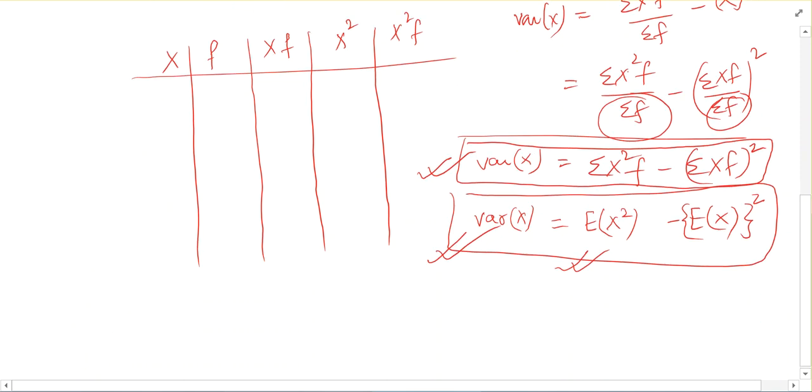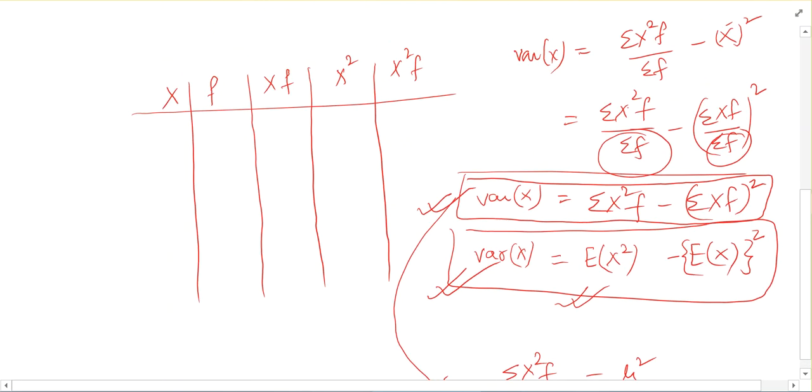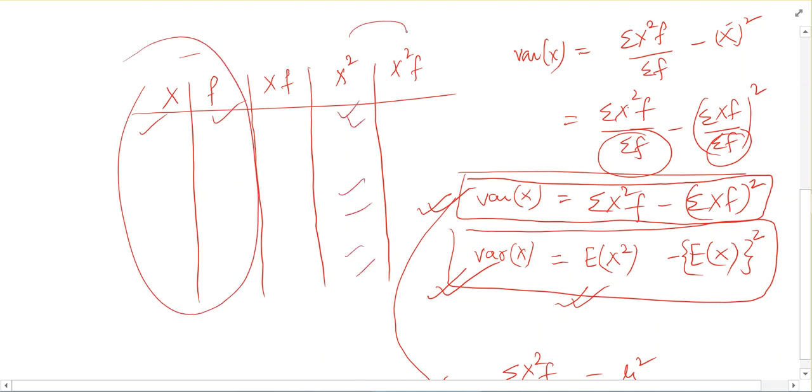What is this actually? Let me tell you. The formula is sigma x square into f minus mean square. So this is x, this is f. These two will be given. You will find x square easily. You will then multiply by f, so you will get x square f.